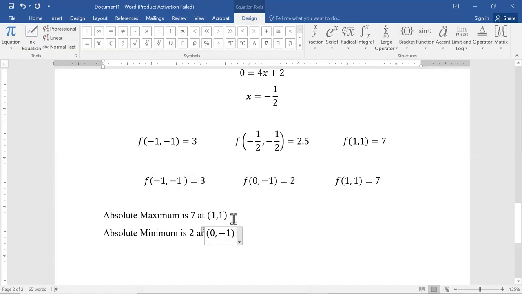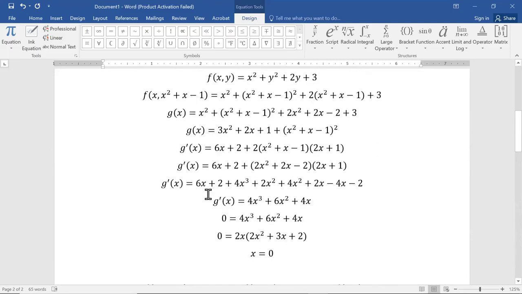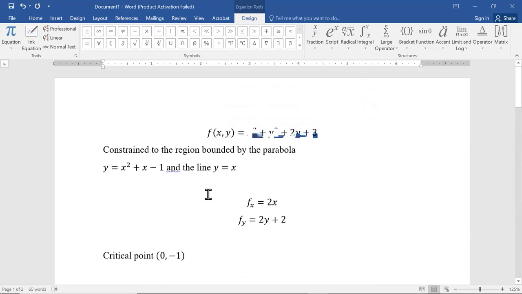The maximum value of the function happens at 1, 1. The minimum value of the function happens at 0, negative 1. And those, 7 and 2, are the maximum and minimum. Again, this is over this region here, the region bounded by the parabola.